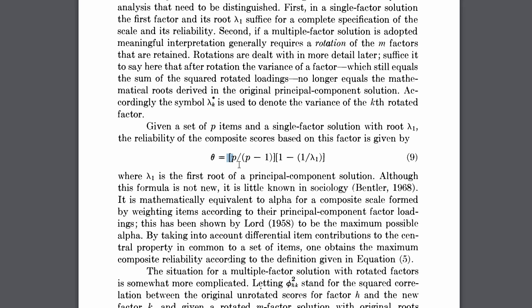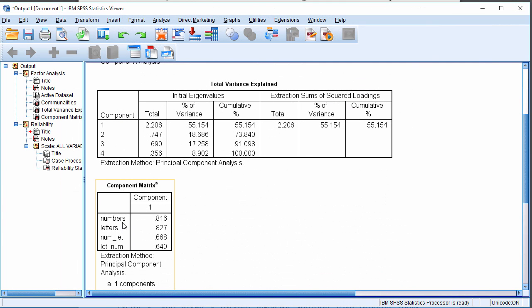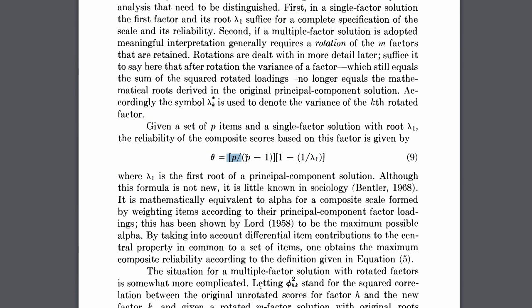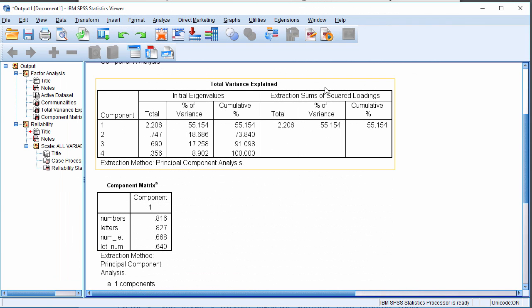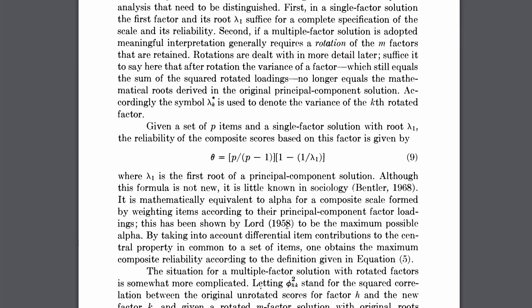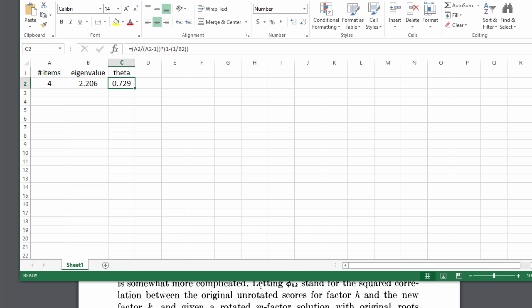You have P, which is equal to the number of indicators in the dimension reduction analysis, which in this case is principal components. And I had four processing speed subtests that I wanted to amalgamate into a single component score. So four is the number for my example. And then the only other thing you need is the eigenvalue. And in this case, the eigenvalue is 2.206. So with that information, the number of indicators and your eigenvalue, you can calculate the internal consistency reliability.